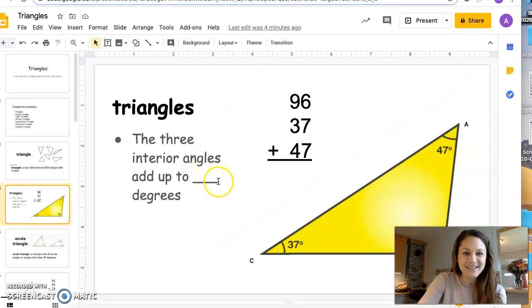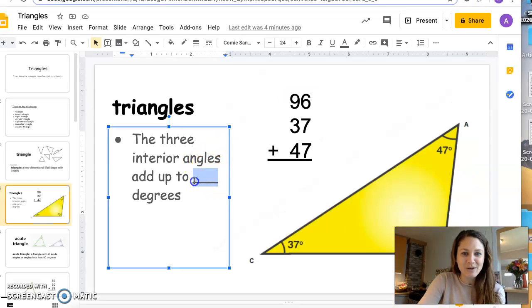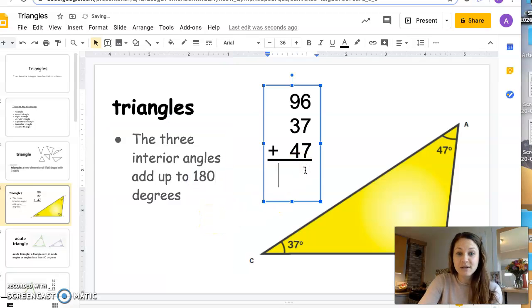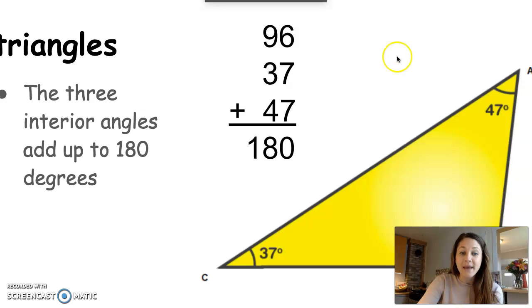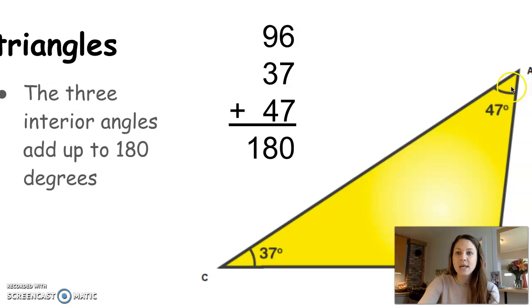If you're almost done, but I'm going to interrupt you, you can pause and finish. So hopefully we found that these angles all add up to 180 degrees. That is true. And that is going to be true no matter what kind of triangle we're talking about. The angles on the inside of the triangle always equal 180 degrees when you add them all together.